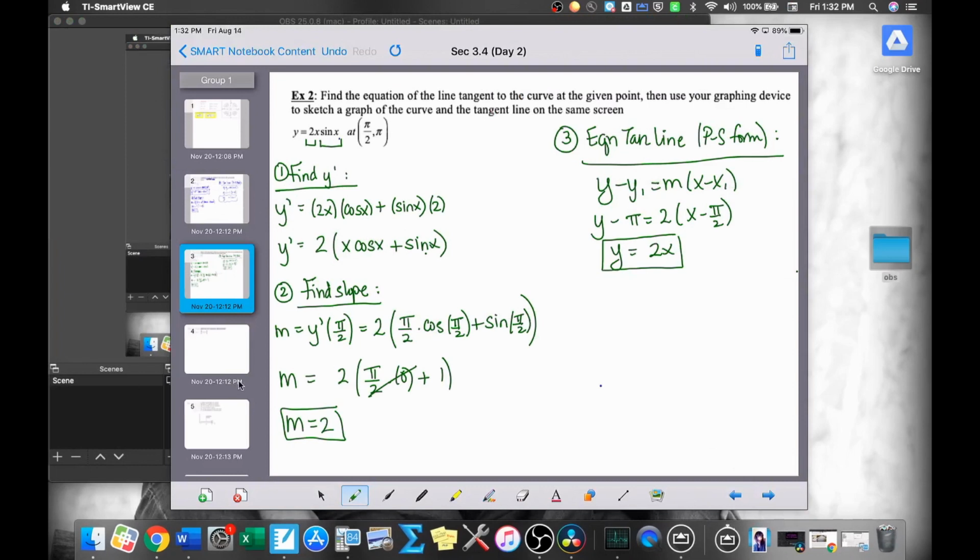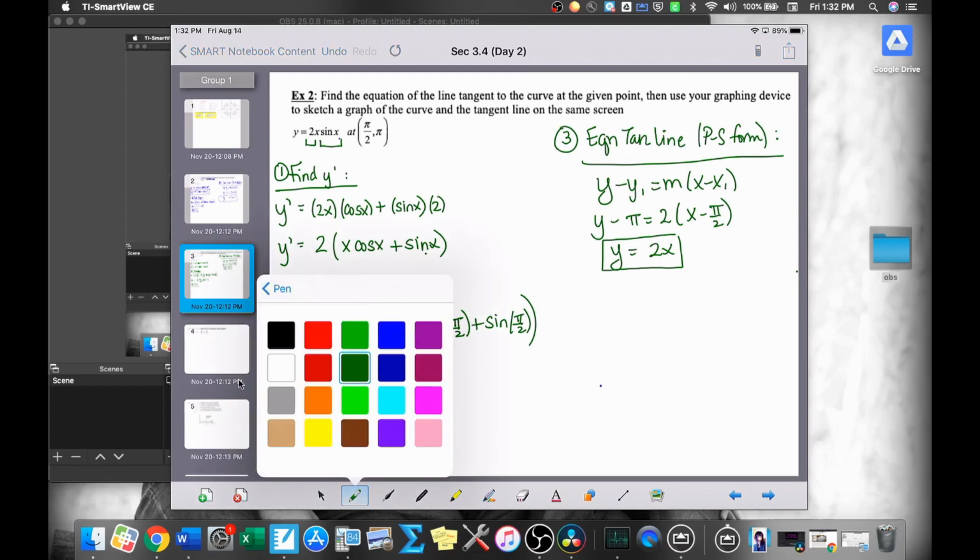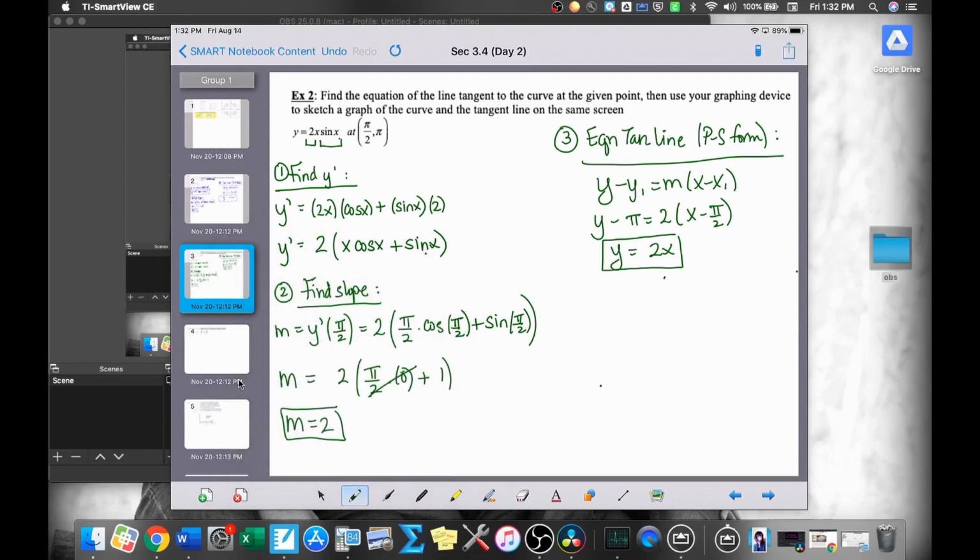All right, so now let's graph a picture of what this looks like in our notes. It doesn't have to be perfect. We're just looking for the general idea here.